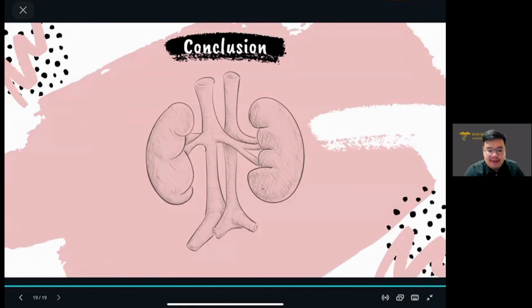So the conclusion for the presentation of the student project is that both kidneys produce urine to carry out functions in achieving a state of homeostasis. There are 3 basic renal processes in urine formation that occur in the nephrons, that are filtration, reabsorption, and secretion.